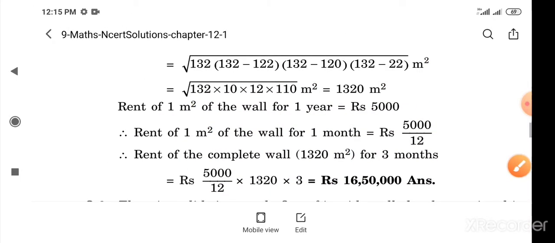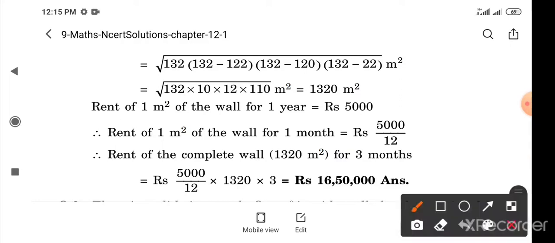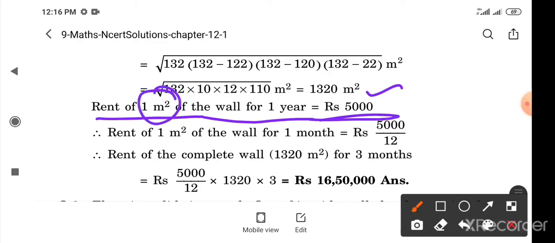Now see, in this question it is given that the rent of 1 meter square of the wall for 1 year is 5,000 rupees. For 1 meter square of wall, you have to pay 5,000 for 1 year. But we have to put this for only 3 months.